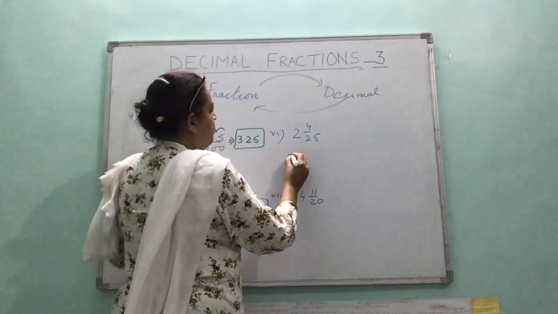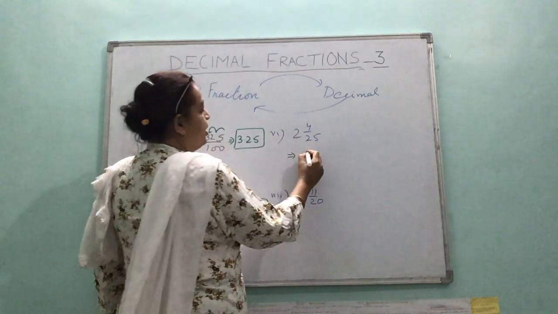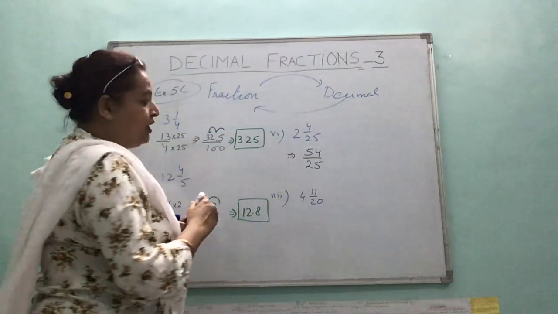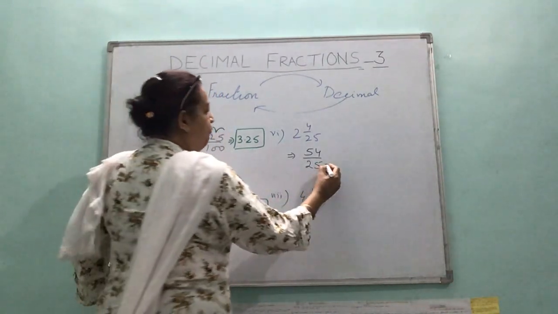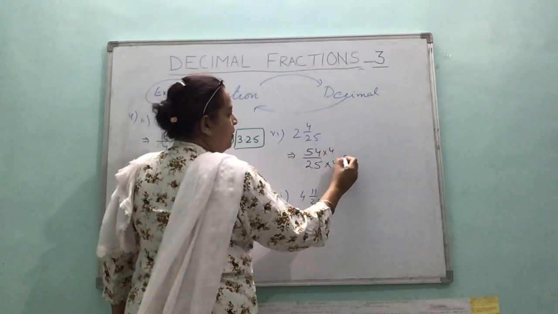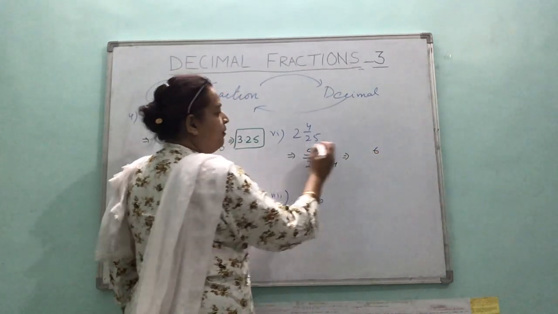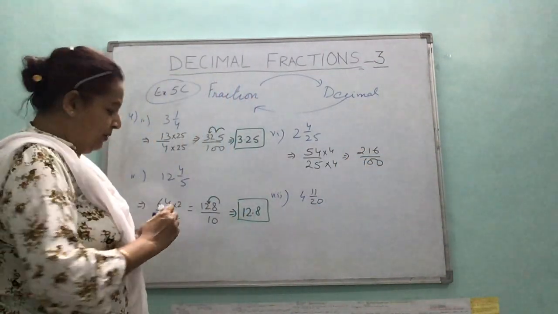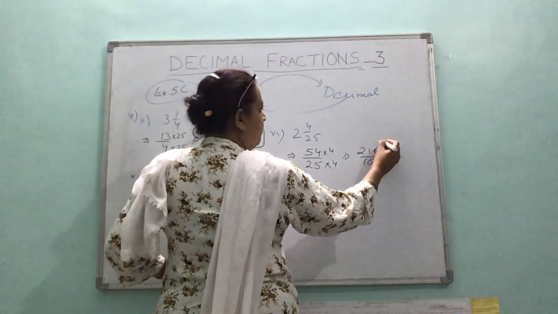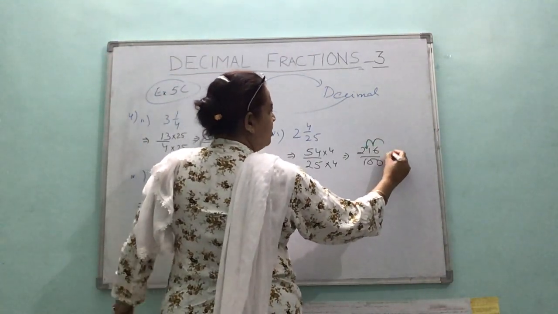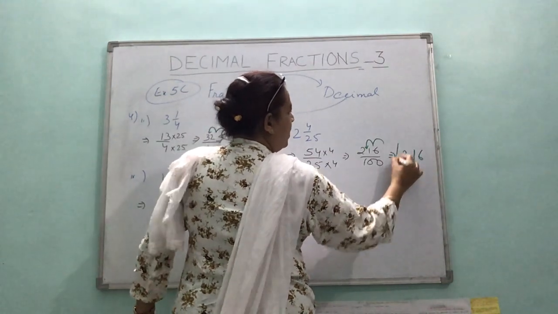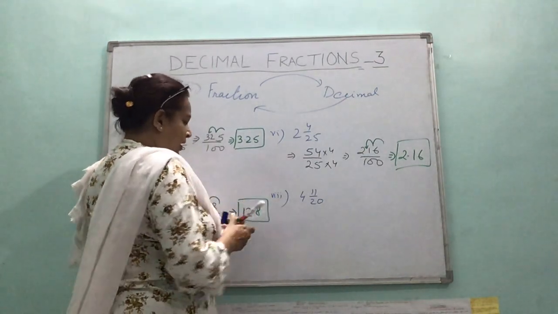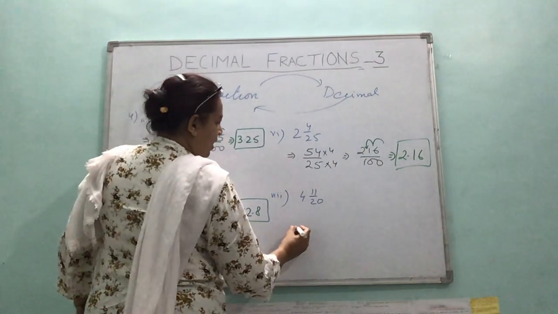Convert it into improper fraction. 25 2 times is 50 plus 4. 54 by 25. 25 can easily be converted to 100 by multiplying by 4. You get 4 times 4 is 16, 4 5 is 20. 216 by 100. How many zeros? 2 zeros. So how many places from right to left? 1, 2 places here. What is my answer? 2.16. Easy?